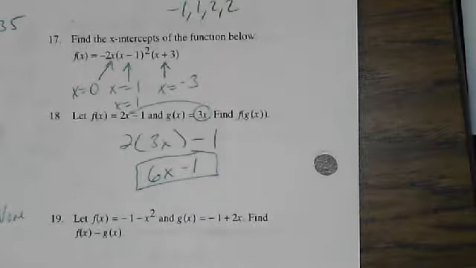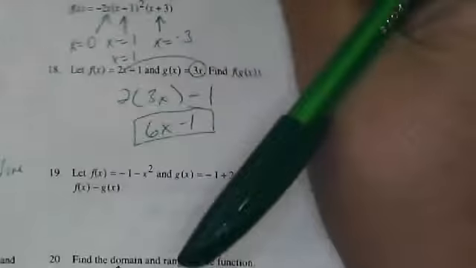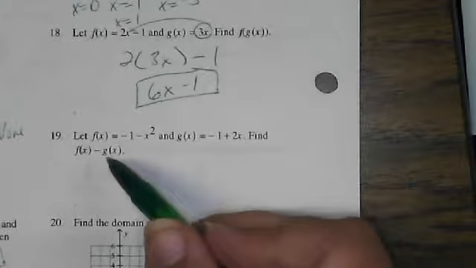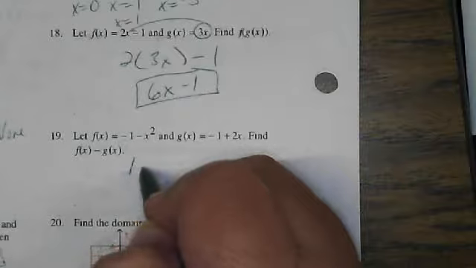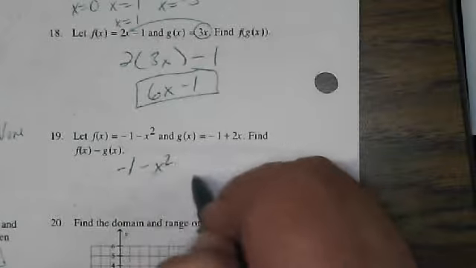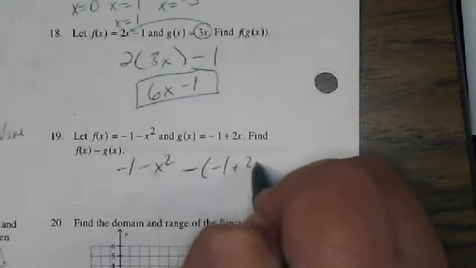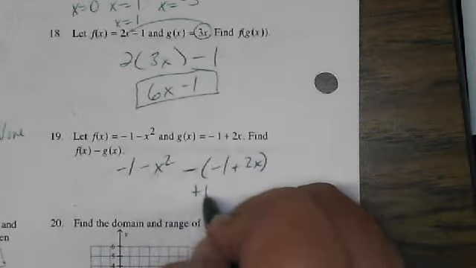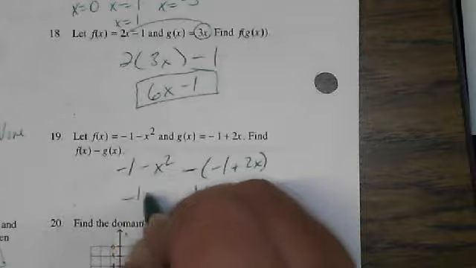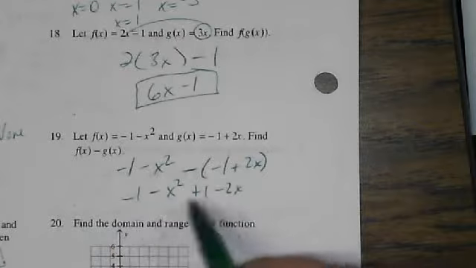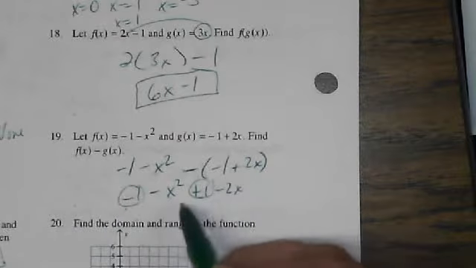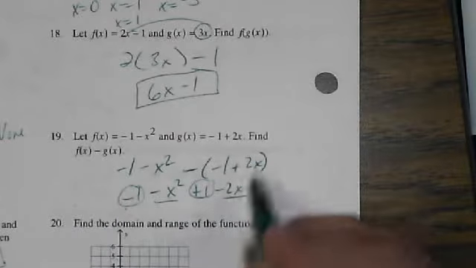Alright, we're ready to move on. Number 19, let f of x equal, let g of x equal, find f of x minus g of x. So 1, negative 1 minus x squared minus negative 1 plus 2x. Go ahead and rewrite this with taking care of the negative, so it's plus 1 minus 2x. And a negative 1 and a positive 1, these two cancel each other out. And so you're left with a negative x squared minus 2x.